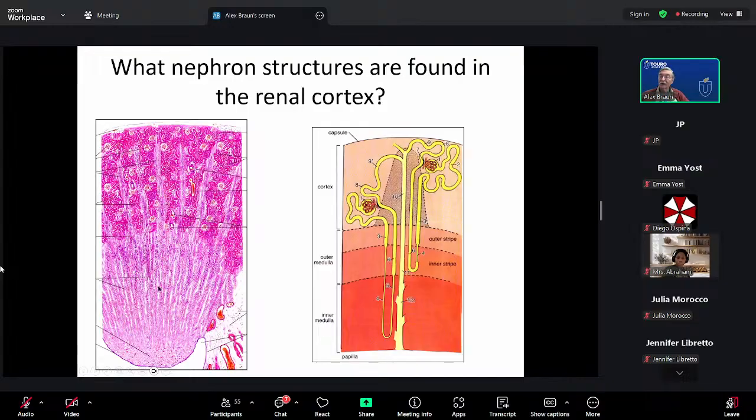If you look at the figure here on the left-hand side, you see lots of aligned, straight, parallel tubules consisting of the loop of Henle and collecting ducts. You can't easily make out the distinction between those different types of tubules at this intermediate magnification. But when you look at higher magnification, then you can see the distinction between these various tubules much better.